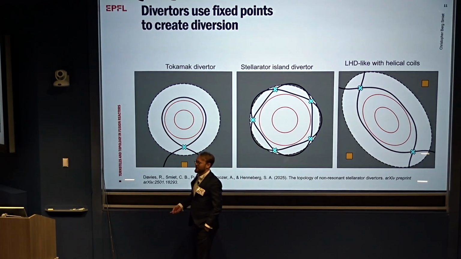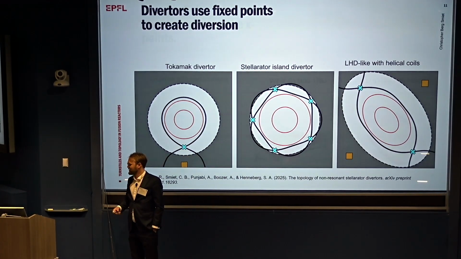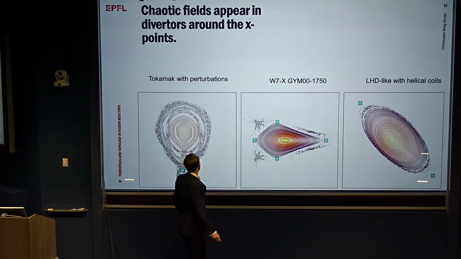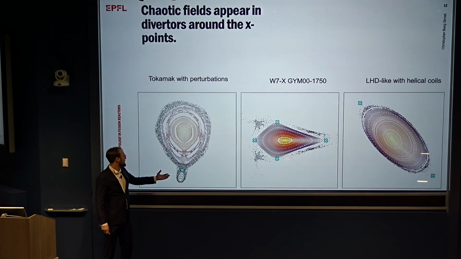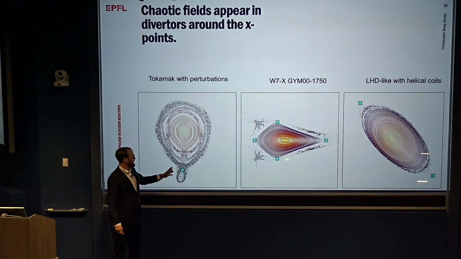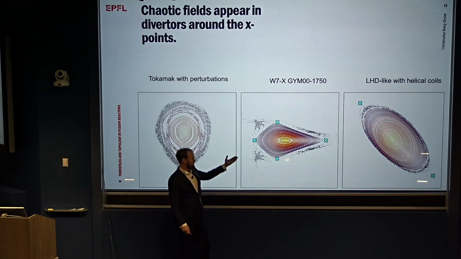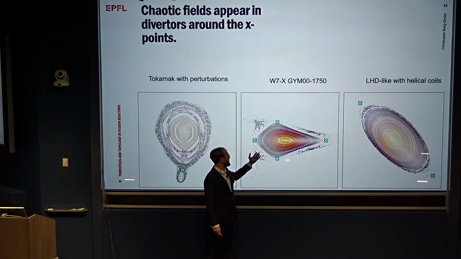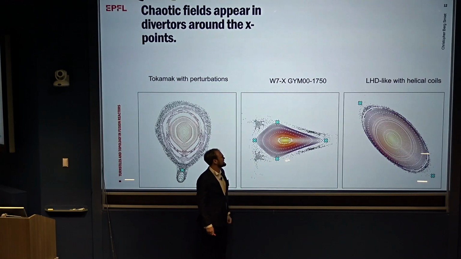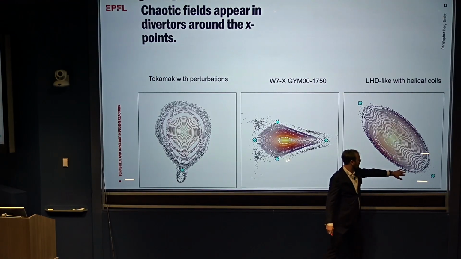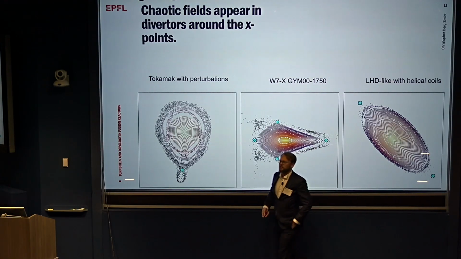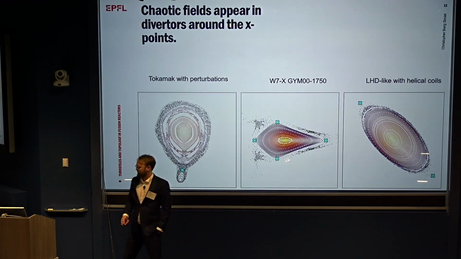Now, this ideal picture is, of course, a nice cartoon to draw. But in the real world, in a tokamak, when you add a resonant magnetic perturbation or something, you can often get stochasticity in the edge. We also looked before at the W7-X configuration, which has a stochastic region around it. And in LHD, we also naturally have a stochastic region around our closed flux surfaces.